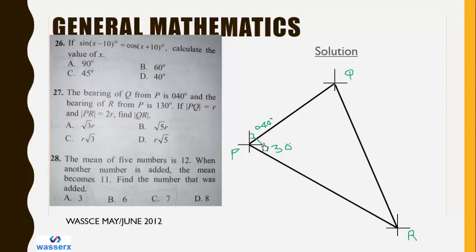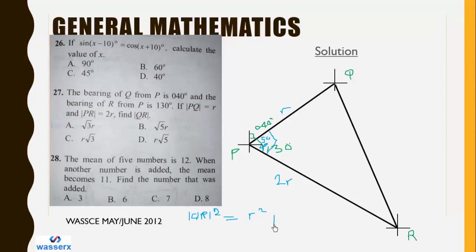So we locate P and we locate Q and R. Then we find the angle between this and this to be 50, and this one is 40 degrees. So it means the angle over here is a right angle. So this is a right angle triangle, and we're given the sizes to be R and 2R for PQ and PR. Now we can find QR using the Pythagoras identity.